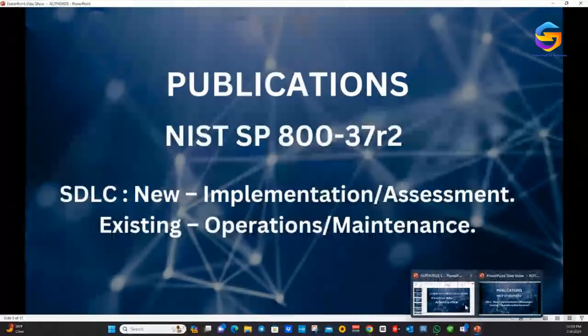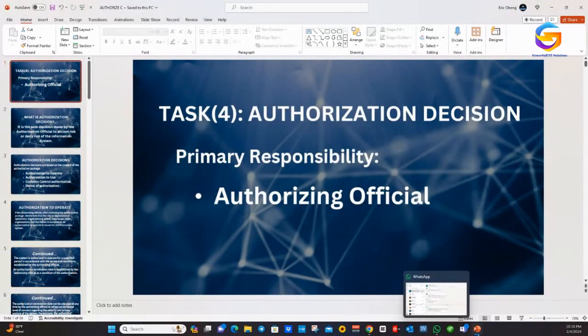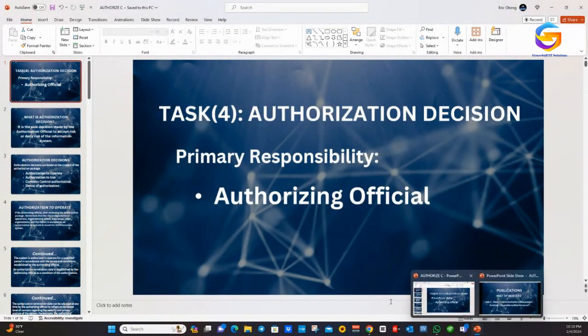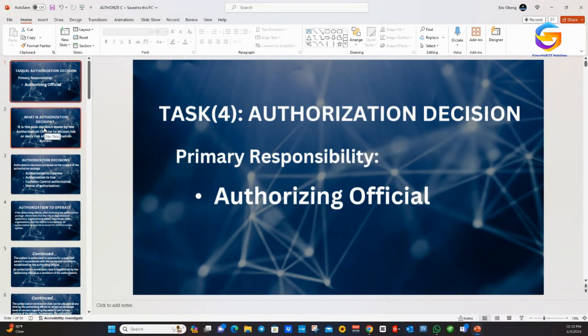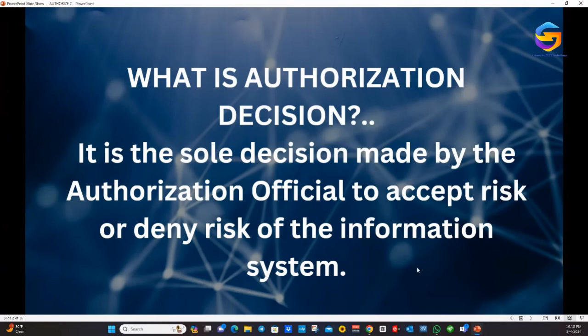Now, let's look at the authorizing official. As I said again, the stakeholder responsible for this is going to be the authorizing official. He has the sole responsibility of accepting risks. So the question we want to ask ourselves is, what then is the authorization decision?